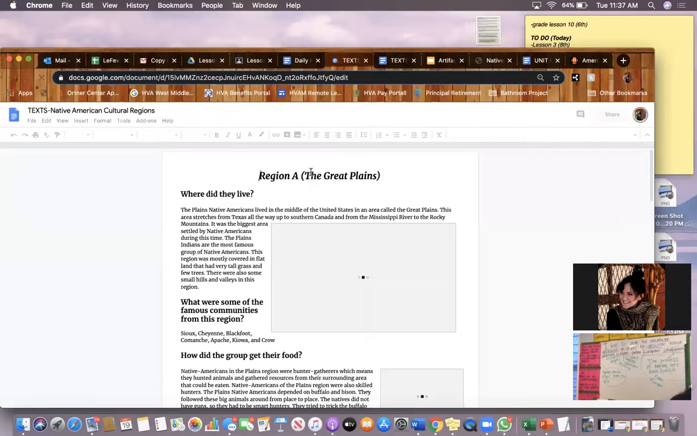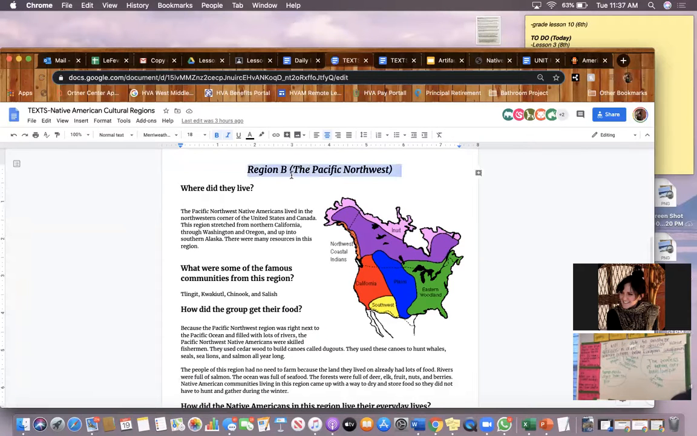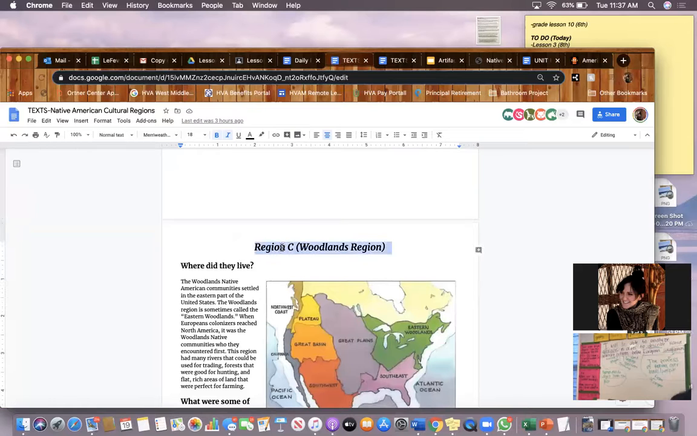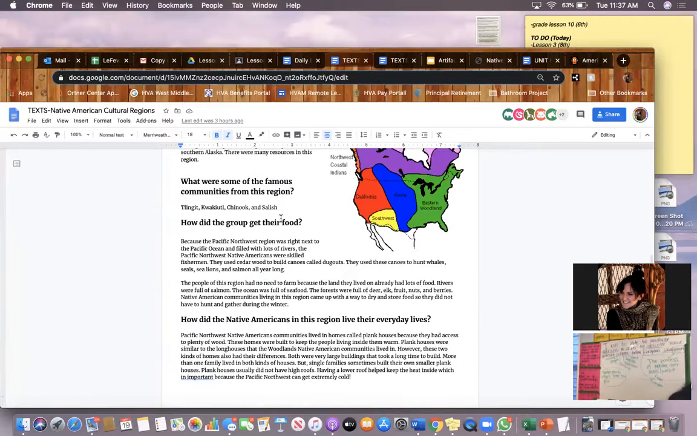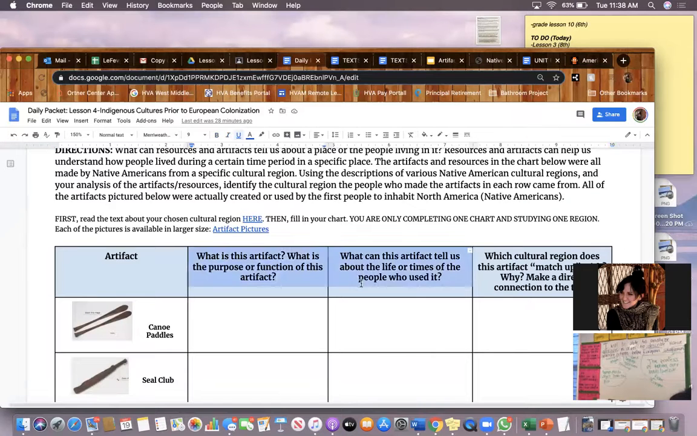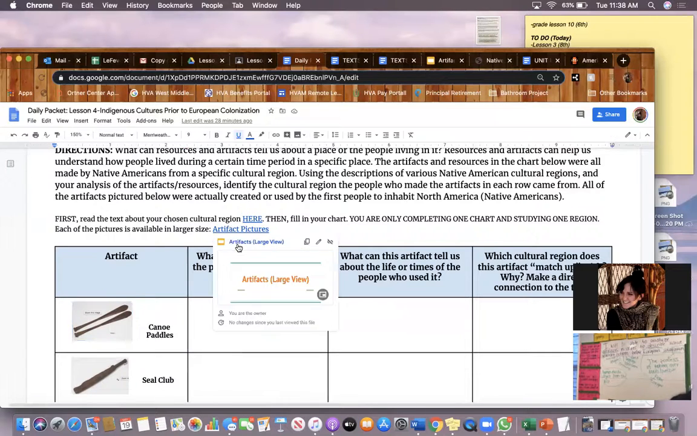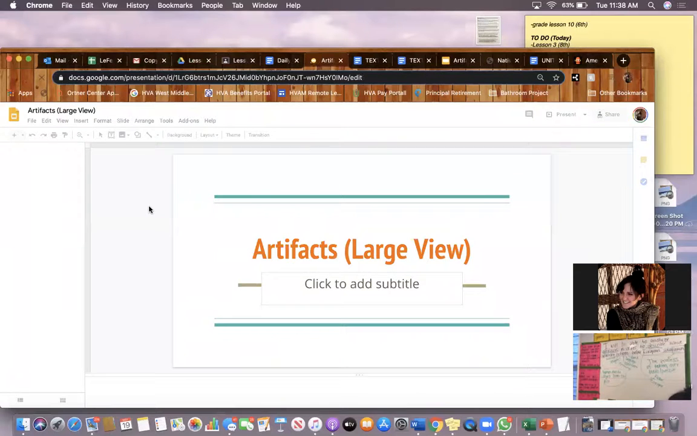about your cultural region, because as of now, you don't necessarily know anything about the cultural region called the Great Plains. You might not know anything about the cultural region called the Pacific Northwest or the Woodlands region. Your first responsibility is to read through the text on your selected cultural region. After you've read through the text, then you're ready to look at the artifacts and answer all 3 questions included in the graphic organizer. These pictures are obviously very small. I encourage you to look at the larger version of the artifact pictures. You can click on the link that's called Artifact Pictures in order to access a larger version of these pictures.